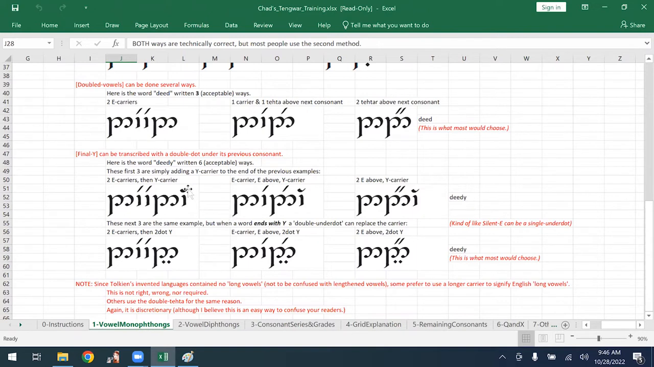Now here I swapped the Y carrier for the final Y underdot. So when I read some of these books, it says it's for final Y, but again, we've seen this double underdot not at the end. It's usually used whenever it's considered like a vowel. When you see one dot under a consonant, that's an E. When you see two dots under a consonant, that's a Y.